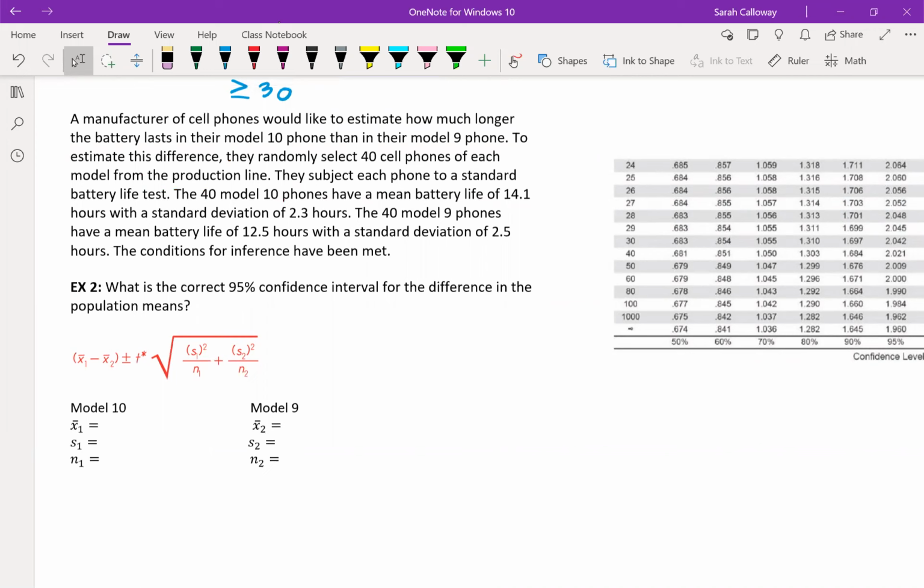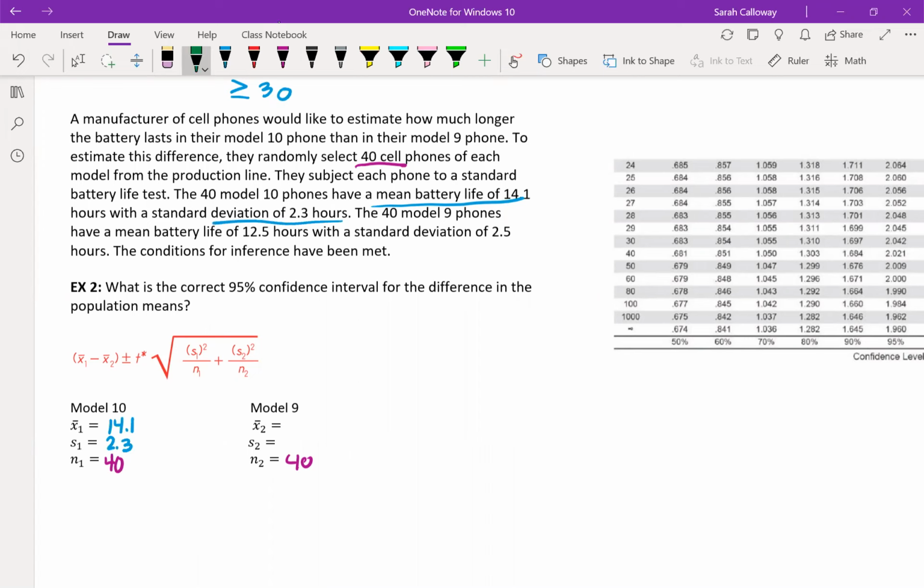To estimate this difference, they randomly select 40 cell phones of each model. So that's going to be our n1 and our n2. So we've got 40 cell phones from each model from the production line. They subject each phone to a standard battery life test. The 40 Model 10 phones have a mean battery life of 14.1 hours. So x bar for the first set is going to be 14.1 with a standard deviation of 2.3 hours. So s1 is 2.3.